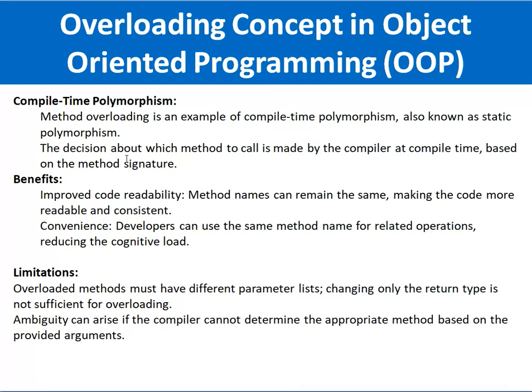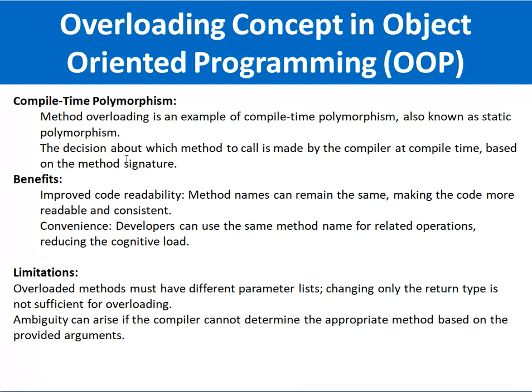When we talk about method signature, basically we are talking about its parameters, data types and return type, etc. Then benefits. The benefit of method overloading is that it improves code readability. Method names can remain the same, making the code more readable and consistent. Convenience, that means developers can use the same method name for related operations, reducing the cognitive load.